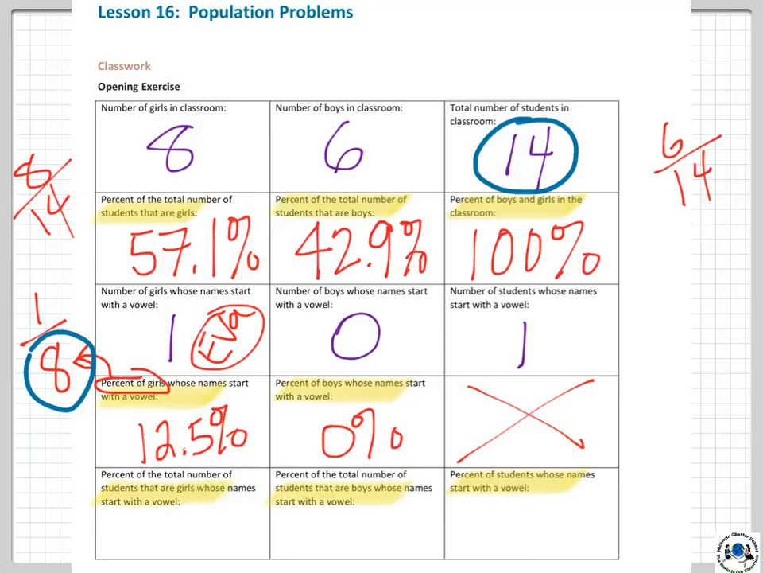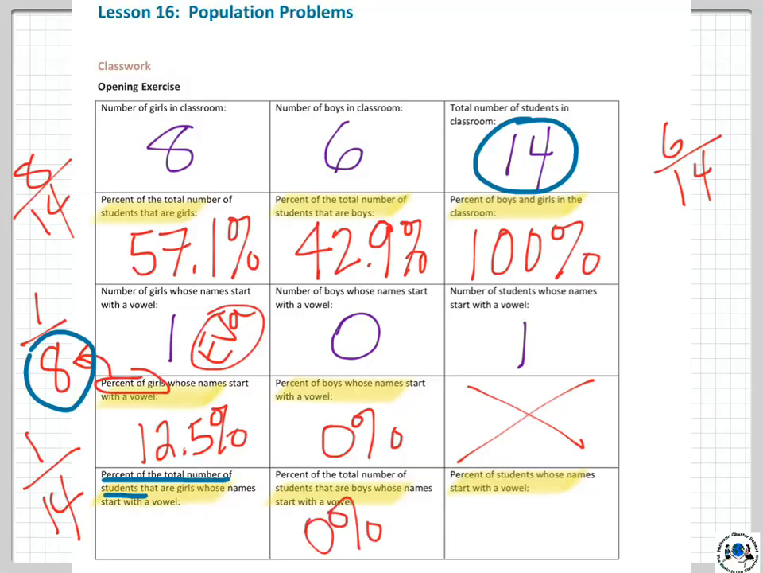Hold on one second. Let me pause here. Sorry, I'm just reading that wrong. But yeah, percent of the total number of students. Okay, so now we're going to use that 14 again as our denominator. Okay, and since we only have 1, that's 1 out of 14. Okay, and I want you to go ahead and do that division. Come up with your answer, and then do the same for the boys, of course, 0%.